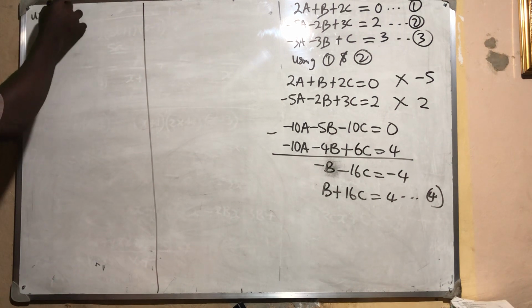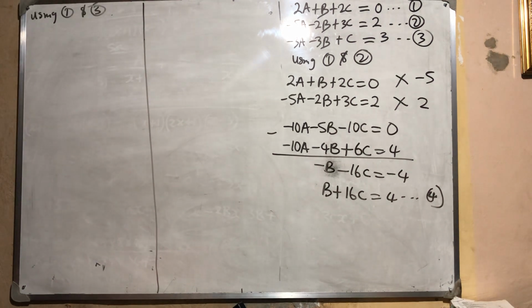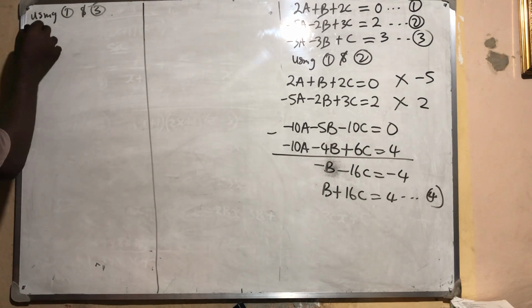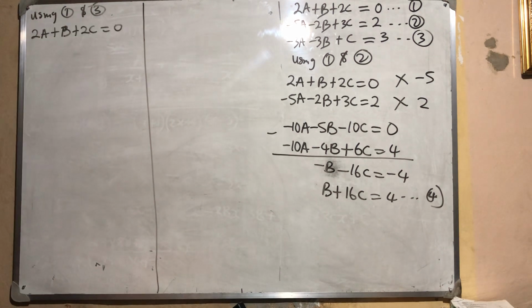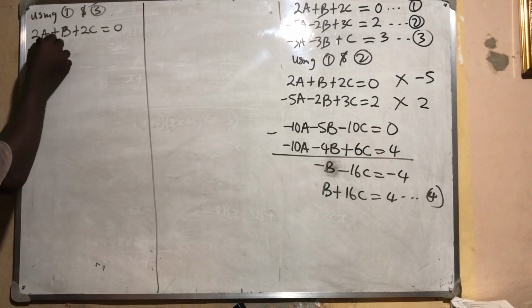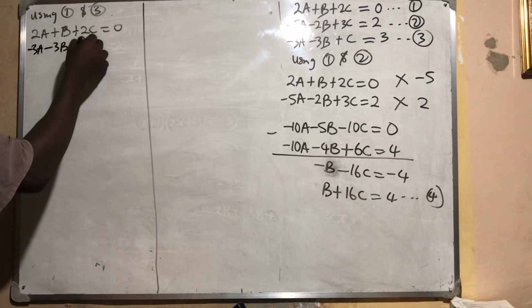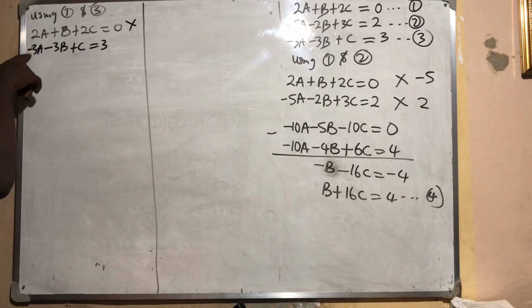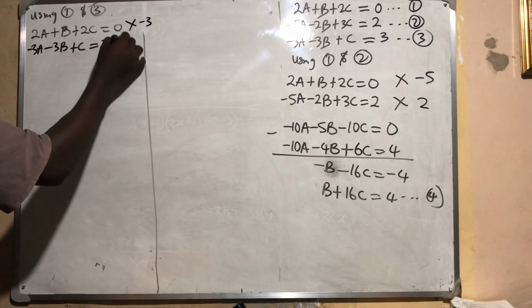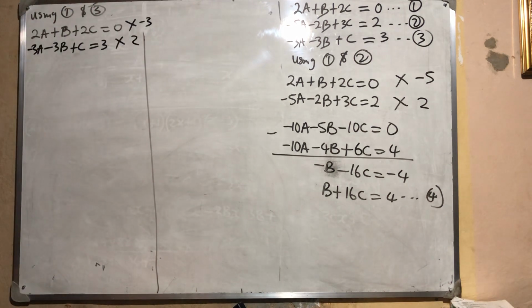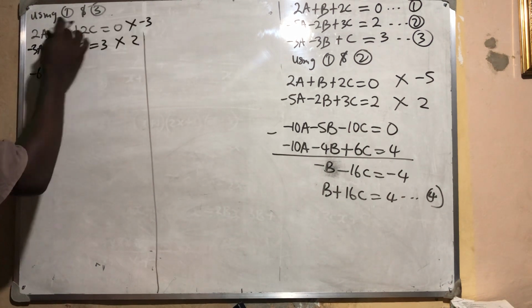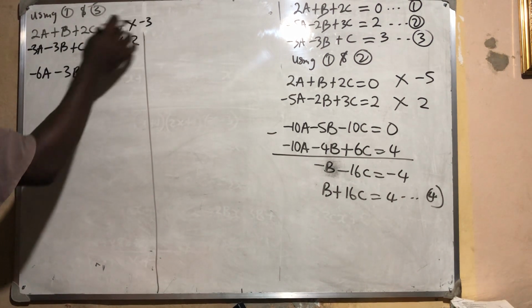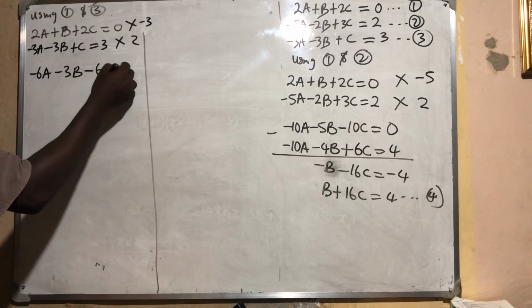Using 1 and 3, my equation 1 is 2a plus b plus 2c is equal to 0, and my equation 3 says minus 3a minus 3b plus c is equal to 3. So I'm going to multiply the first by minus 3 and the second by 2 so that they will be equal. I'm eliminating the same a. This time this will give you minus 6a, minus 3b, minus 6c is equal to 0.